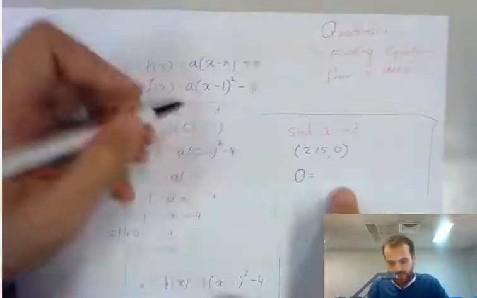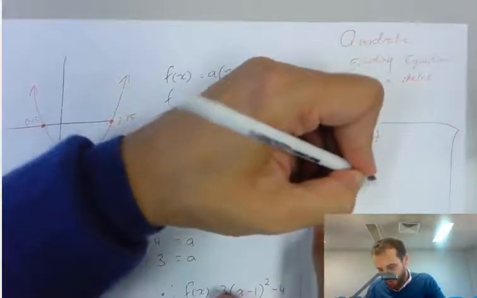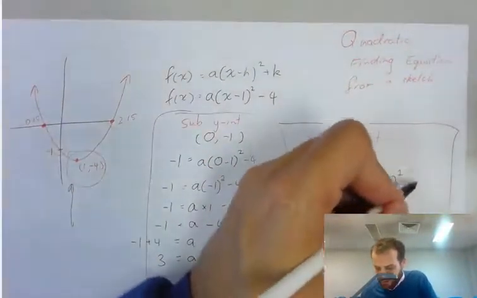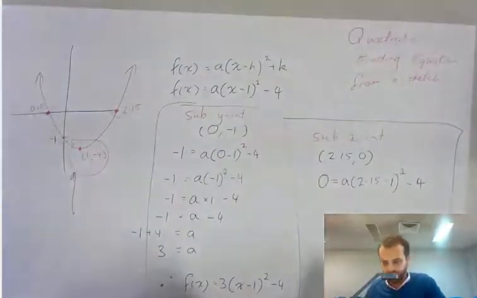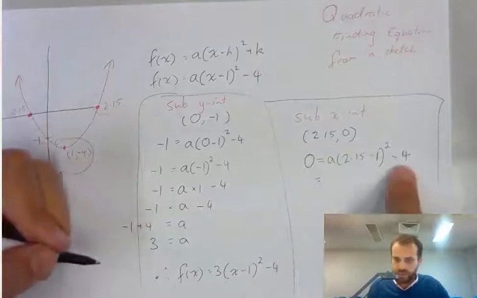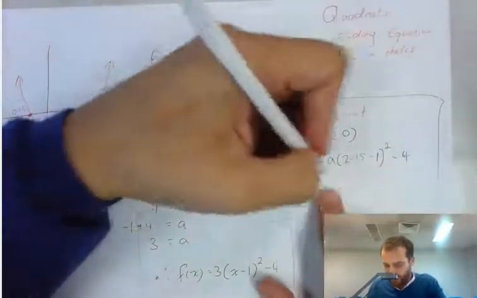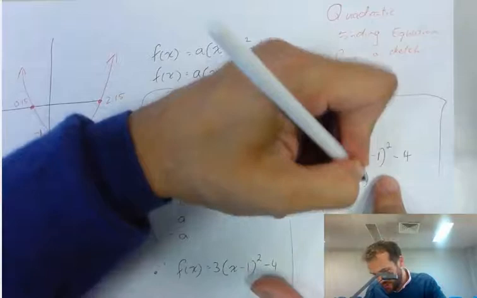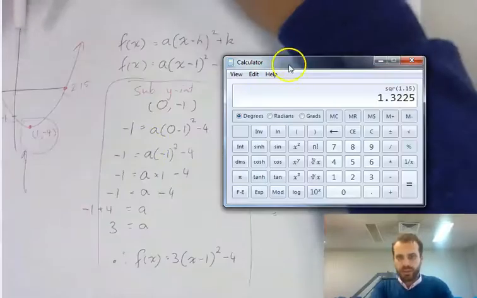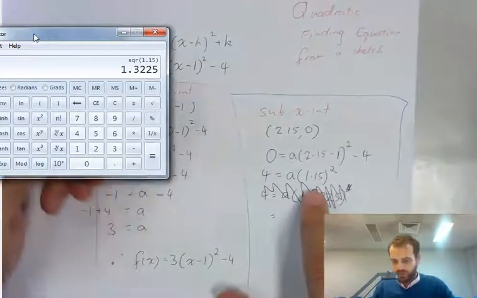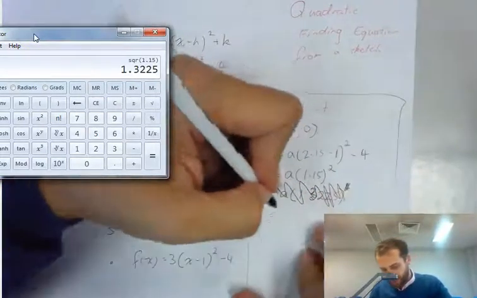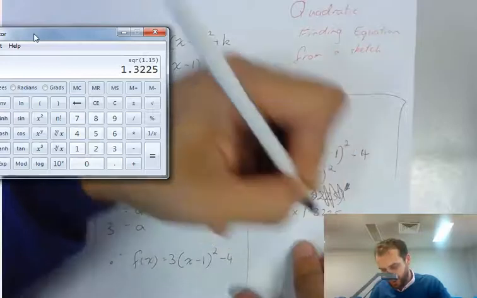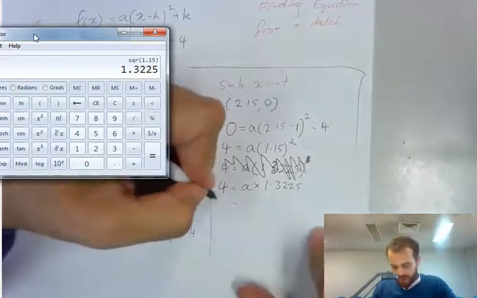So 0 equals a(2.15 minus 1) squared minus 4. Okay, I'm going to move that negative 4 over to here to make positive 4. 4 equals a(2.15 minus 1), which is 1.15. And I'll square that. Okay, so I've squared 1.15 and I get 1.3225. So that means that 4 is equal to a times 1.3225.